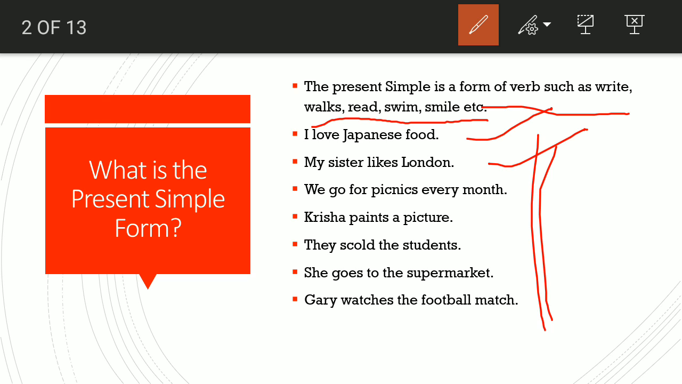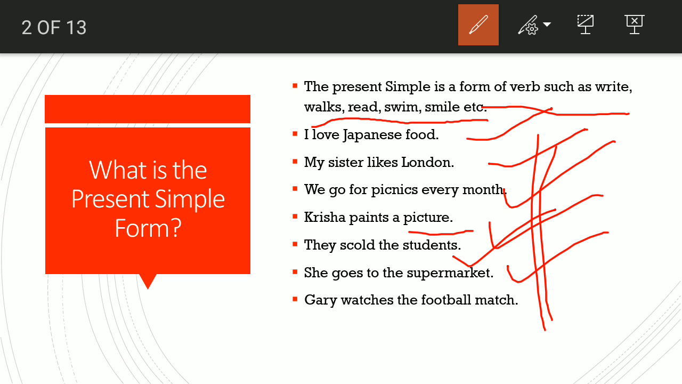We go for picnics every month. हम picnics every month जाते हैं. Krisha paints a picture. कृषा ने एक पिक्चर पेंट की है. They scold the students. स्टूडेंट्स को उन्होंने डांटा है.